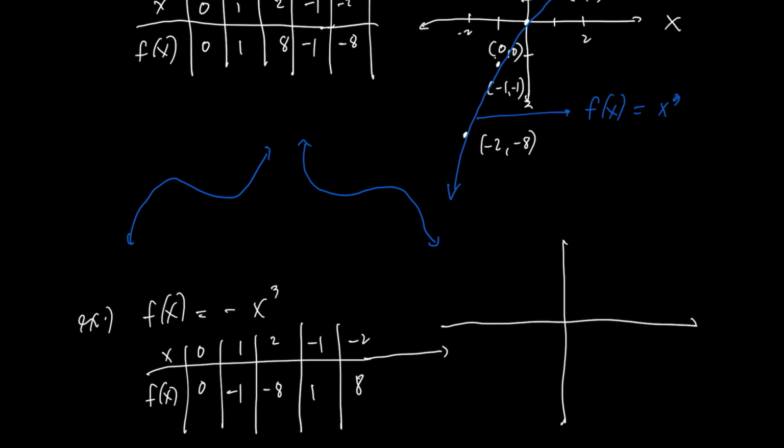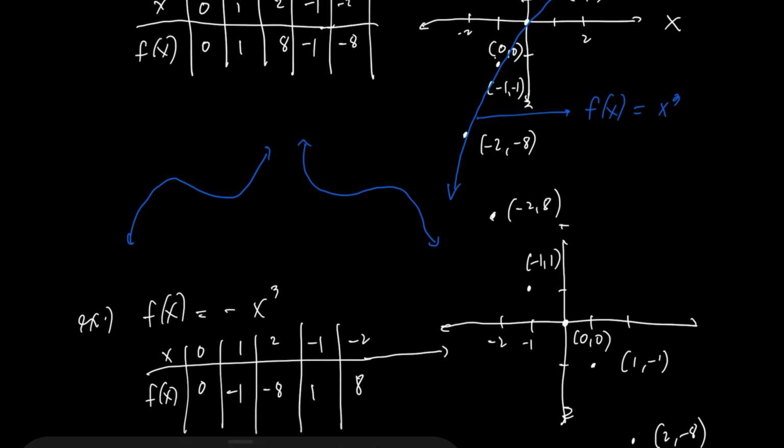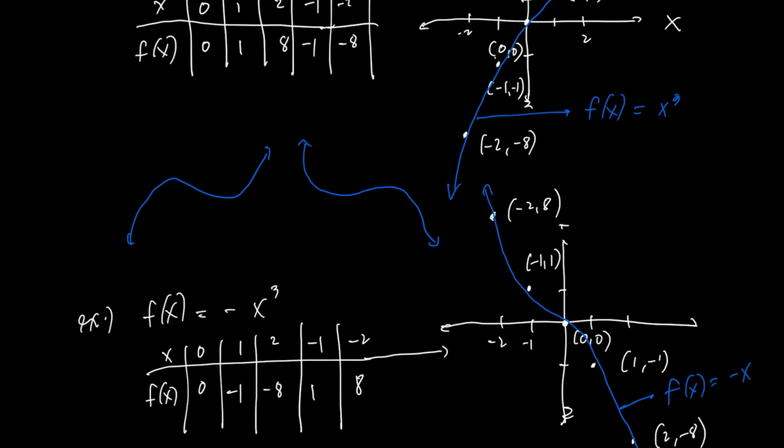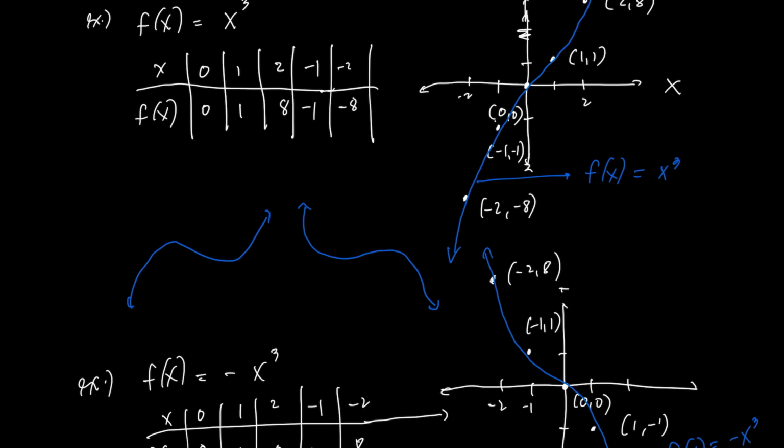So if we graph this one, we have 0, 0. We have 1, negative 1. Then we have 2, negative 8 here. Then we have negative 1, 1. Then we have negative 2, 8, somewhere here. Then connect the points. So the graph looks like this. Okay. So this graph here is f of x is equal to negative x cubed.